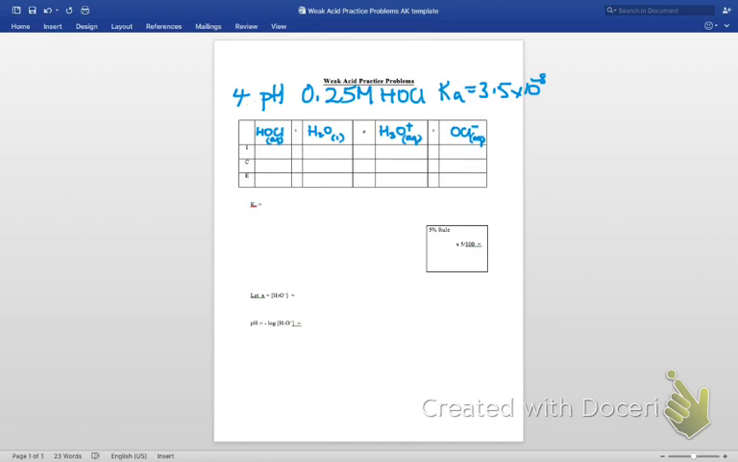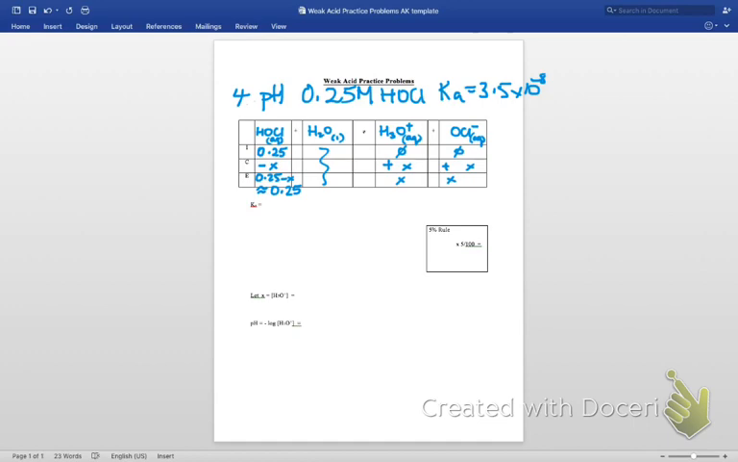Initial concentrations, 0.25 for the acid, water, don't worry about it, 0 and 0 for the ions. The change in the acid will be minus x. The increase in the ions will both be plus x. So the equilibrium concentrations will be 0.25 minus x, x and x. Again, let's approximate it to 0.25.